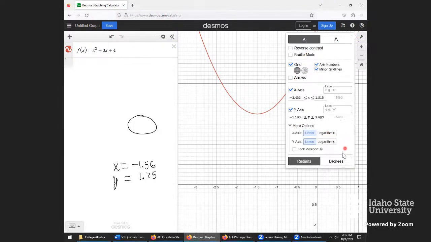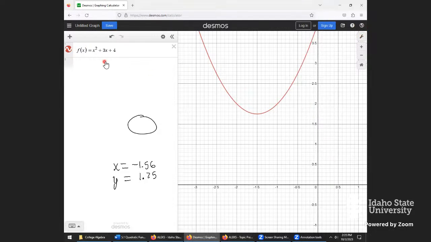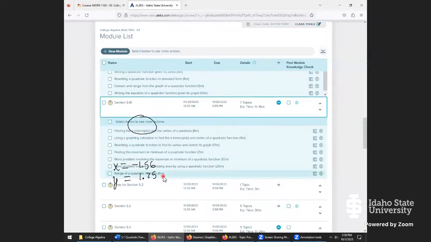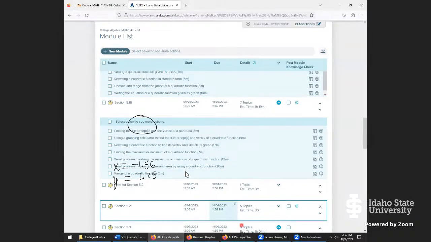As far as the options go on this, it looks like we're kind of stuck with our accuracy on this kind of problem. So you know what? The ALEKS calculator might be the better way to go for this type of problem. That's a bit unfortunate. Well, back in ALEKS, let's see how close we got to that.